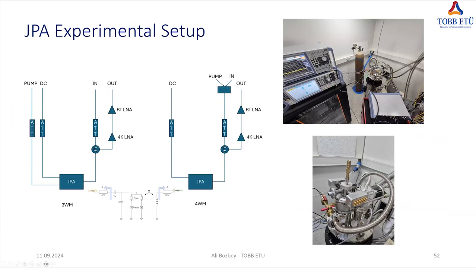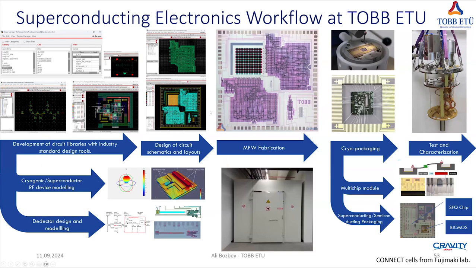And now we measured this circuit after we got it from the foundry. For three-wave mixing, we used such a block diagram. And for four-wave mixing experiments, we use such a block diagram. And in both cases, it operated. So when you supply a signal and pump, you get the amplified output in both three-wave mixing and four-wave mixing modes. So I come back to this slide.